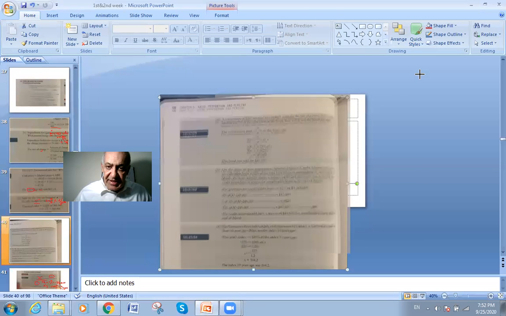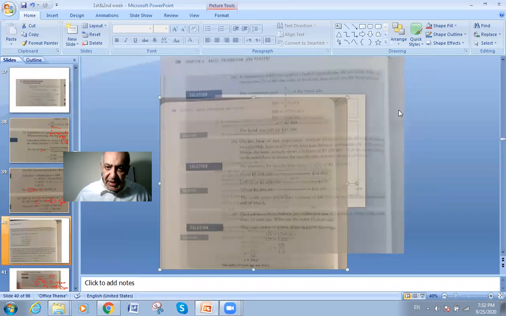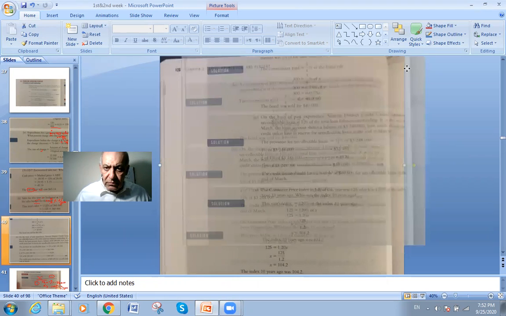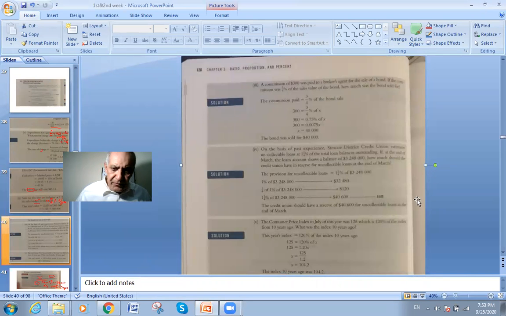I'm sorry for the time wasted enlarging the slides, but it's okay as long as you understand. Page 40, number V. Number V is telling me the consumer price index of July of this year was 125, which is 120% of the index of 10 years ago. What was the index 10 years ago?